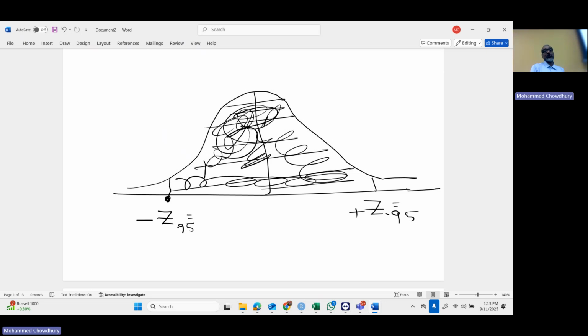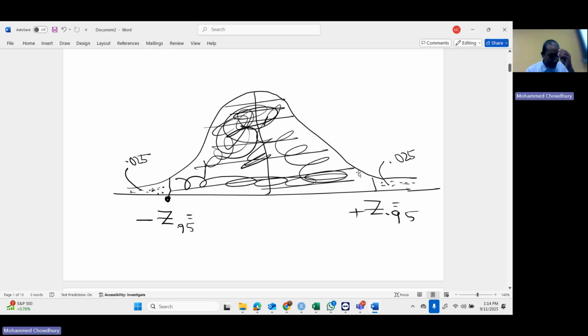Clear? So now your question is, how can we find this value? Okay, take a look at that. This is equal to what? Can any one of you tell me? If this is equal to 95, how much is in here? 0.025, right? And here is 0.025, right? Clear? Everyone okay?